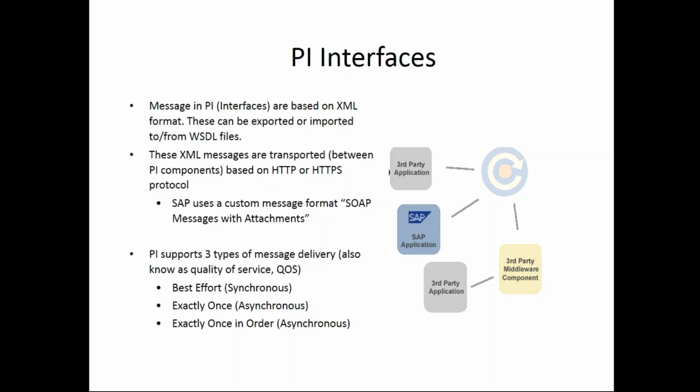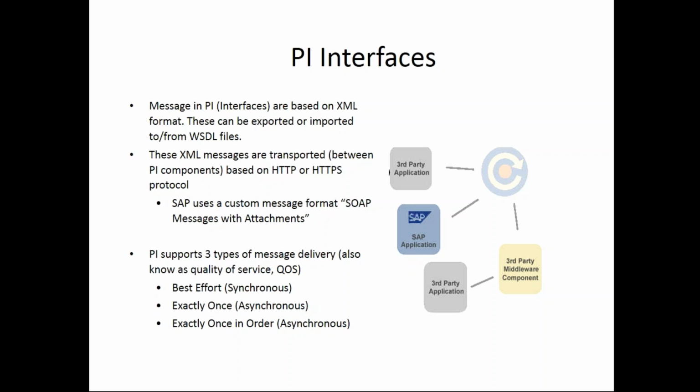It gives an extra property to the message called attachment. You will see in the HCI also we will be adding one more tag to your message called property. We'll see those things in later classes. Then the next thing is, your PI supports 3 types of message delivery. Best effort, again in brackets, synchronous.